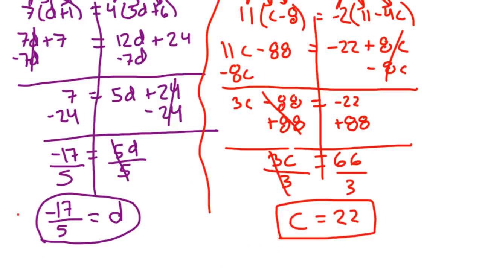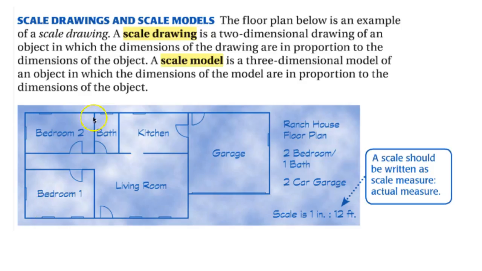Beautiful. Moving on. Alright, let's do some real world examples now. So these are scale drawings, right? These are small drawings that represent things in real life. And the scale is normally written somewhere on the corner. This one says the scale is 1 inch to 12 feet. So in this little picture, every 1 inch is really 12 feet in the real life house.